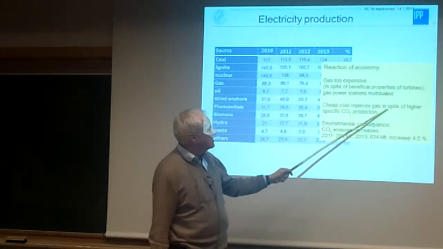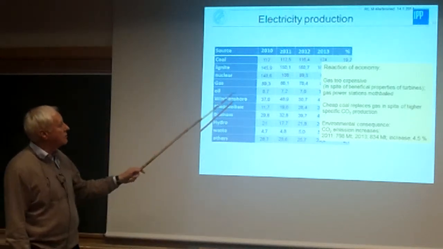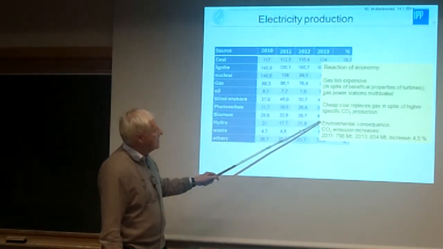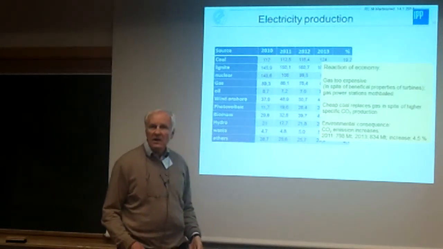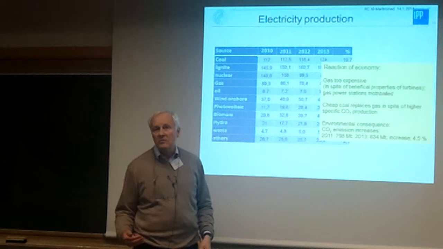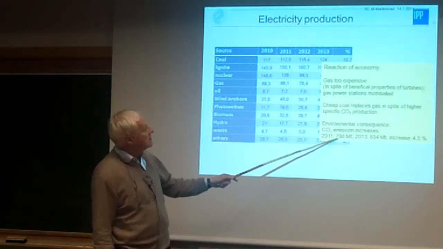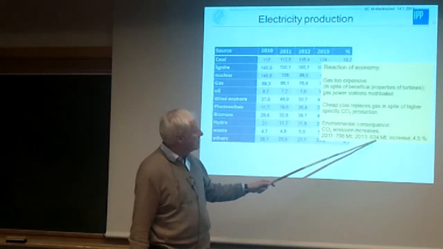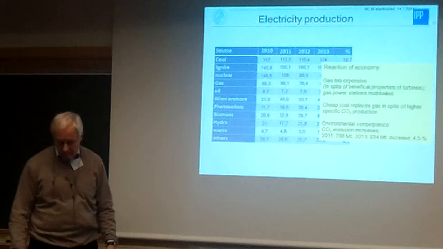Cheap coal replaces gas in spite of the higher specific CO2 production of coal, which is nearly, for lignite, twice the one of gas. And the environmental consequences are that in Germany, despite the fact that we deploy a lot of renewable energies, CO2 increases. In 2011 we had 798 million tons, and now we have 834, an increase of 4.5%.